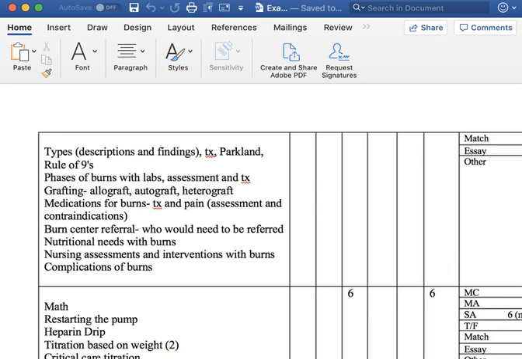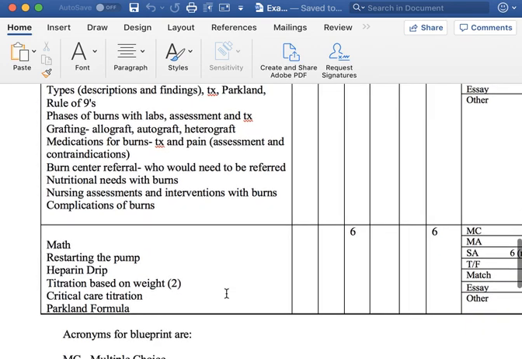So that is it in a nutshell. Your math, this is exactly the types of math that you're going to have. There's 2 titrations. There's a critical care titration. There's 2 based on weight, 1 critical care, a heparin drip, and then restarting the pump. And then, again, the Parkland that goes along with the burns.